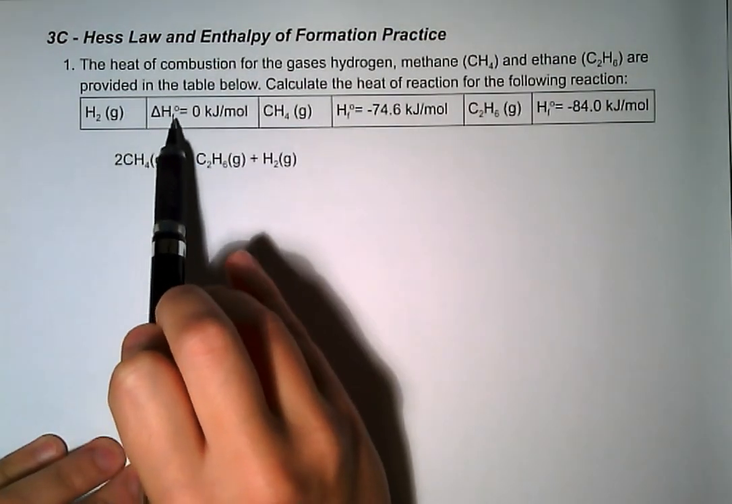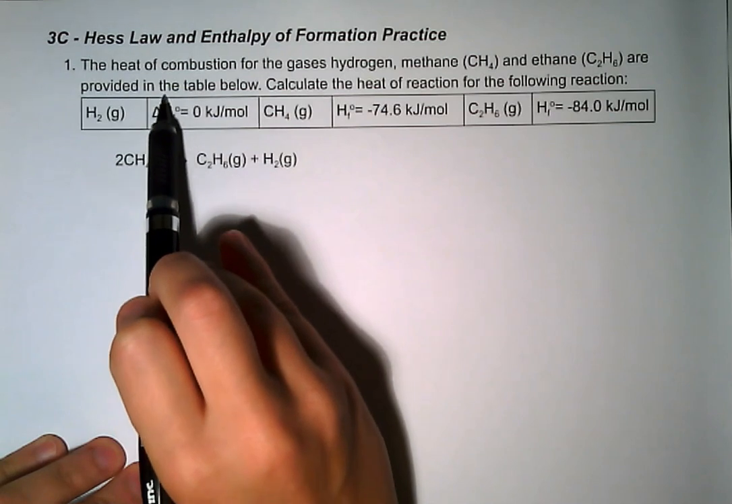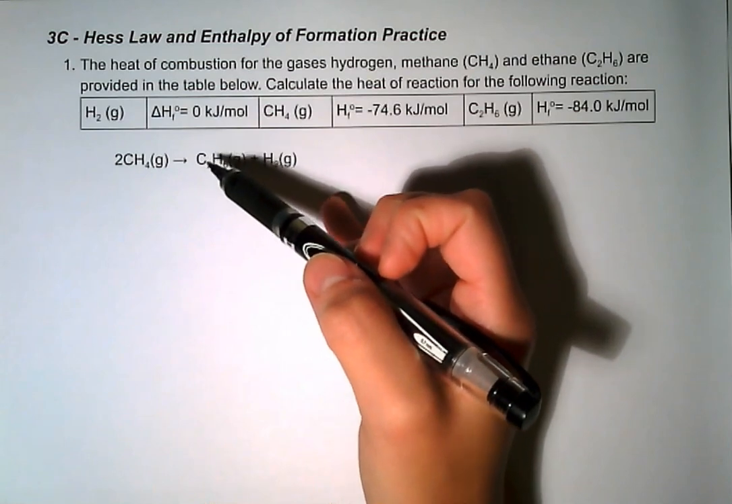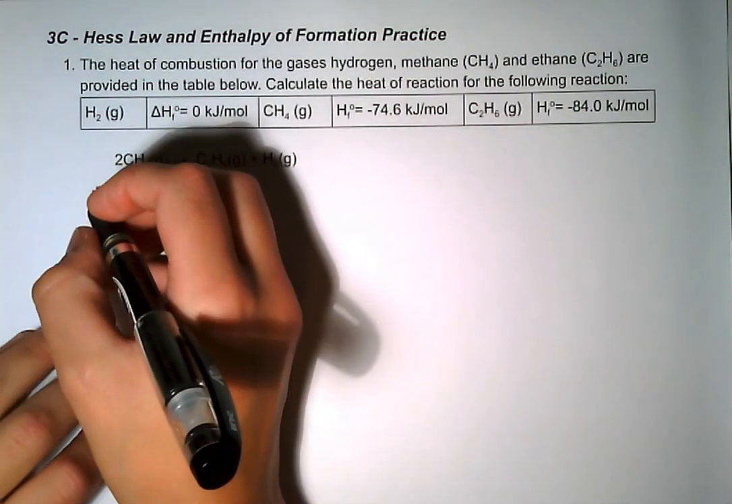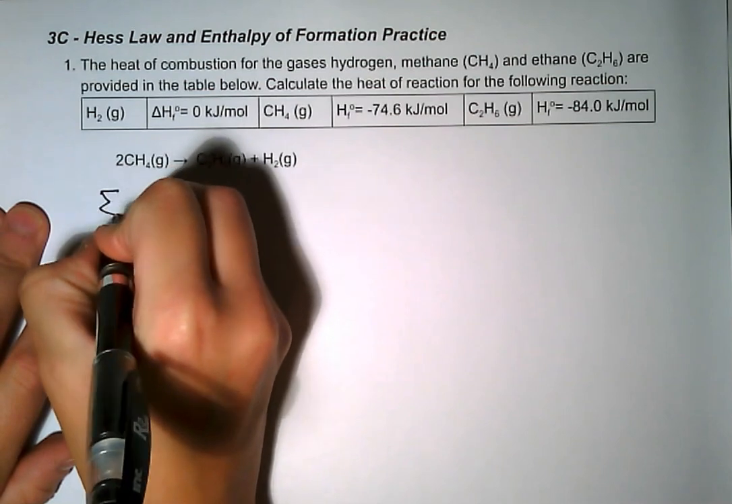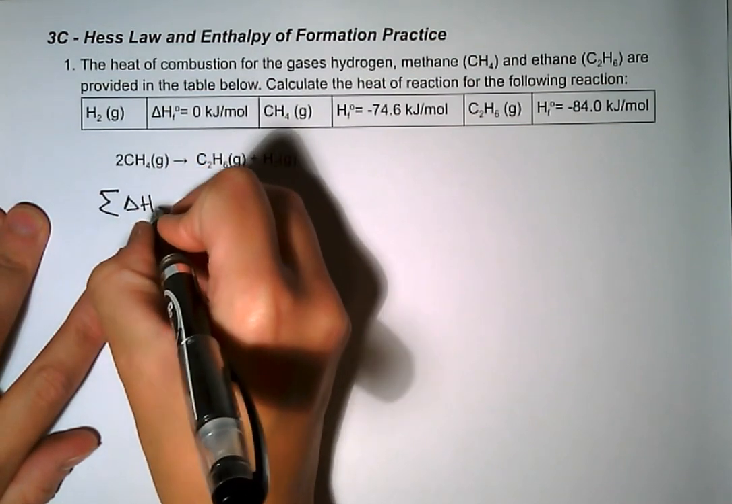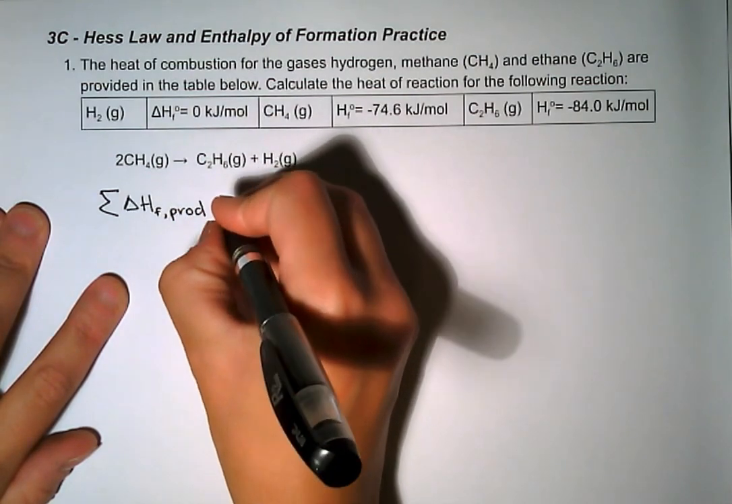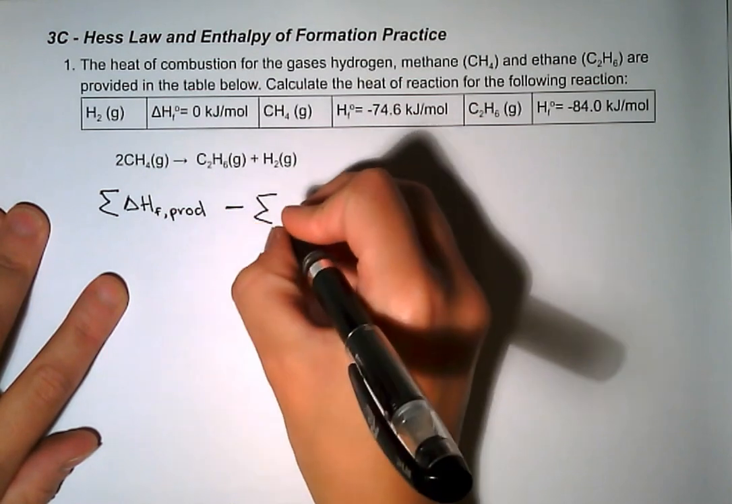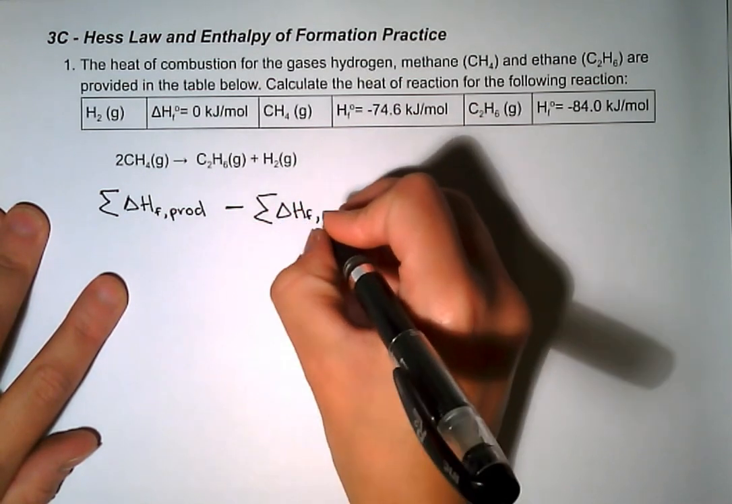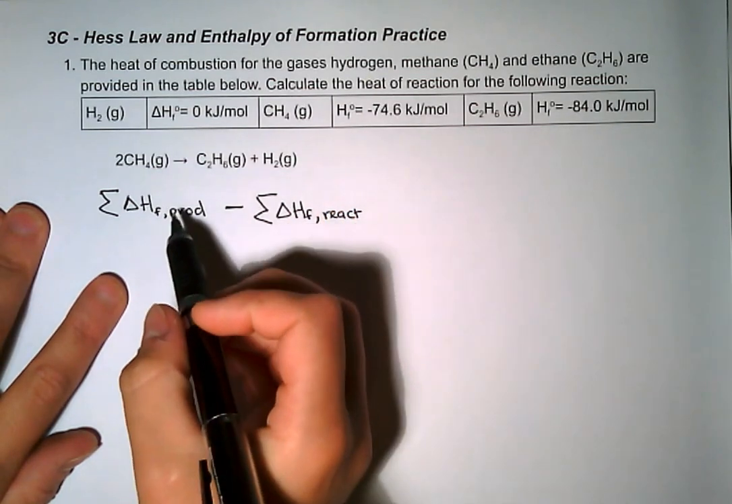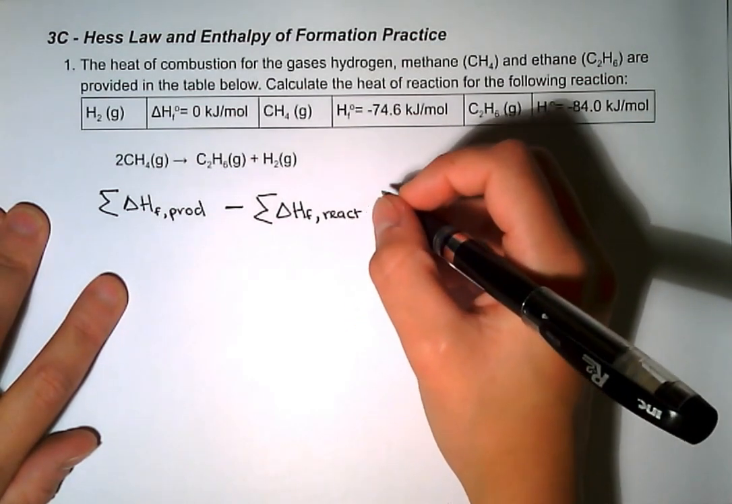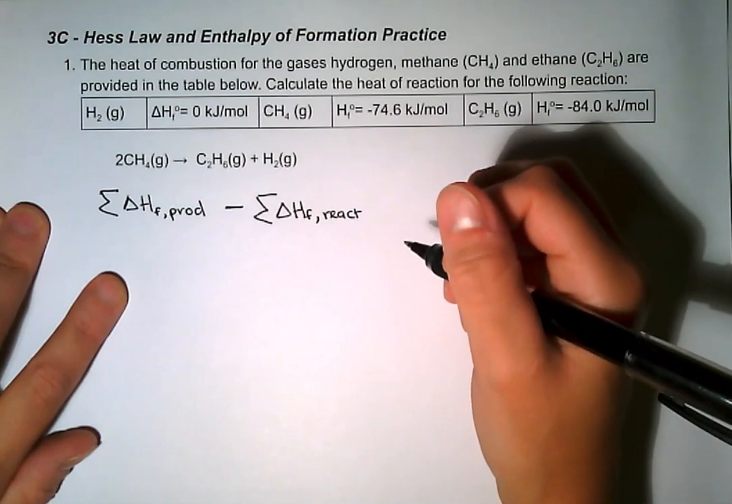In the table, we are given the delta HF, which is the heat of formation for each substance. Heat of formation problems are really pretty simple. All we need to do is take the sum of the delta HF values of the products, and then subtract from that the sum of the delta HF values for the reactants. So we just have the sum of the products minus the sum of the reactants, and that will give us our overall enthalpy change for our reaction.